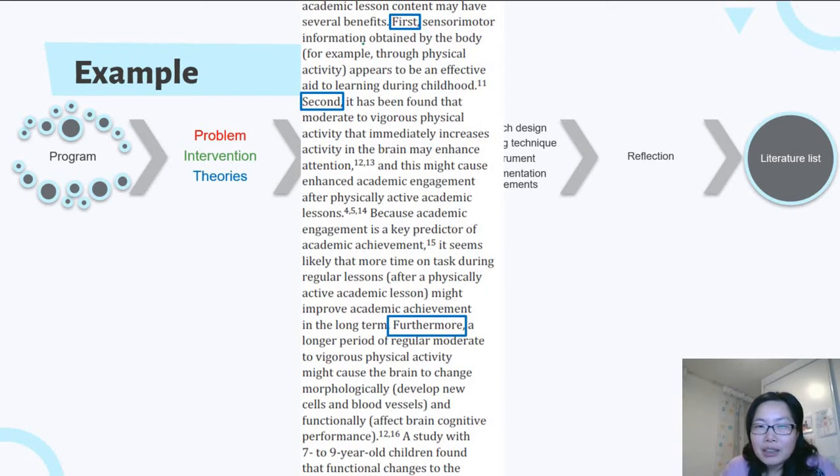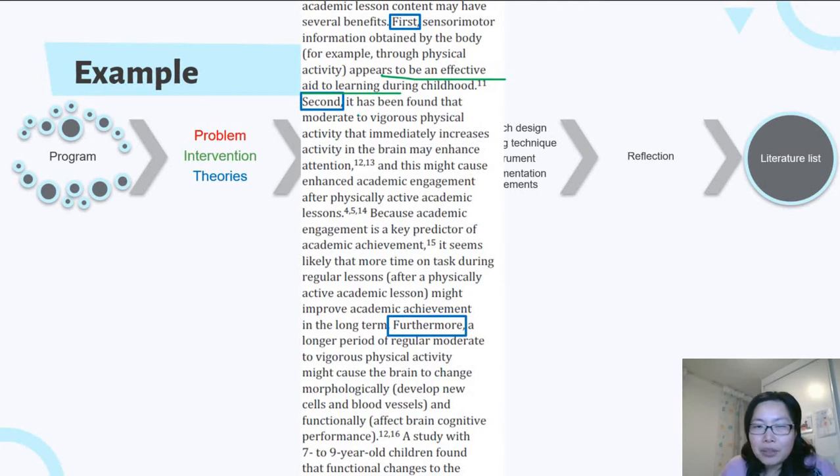information. The sensory motor information obtained by the body appears to be an effective aid to learning in childhood. So for kids at around the age of 7 or 8, if we ask them to be physically active, that will help them to learn the language and the math better. So these are based on the sensory motor theory.